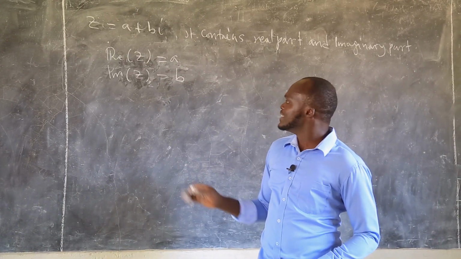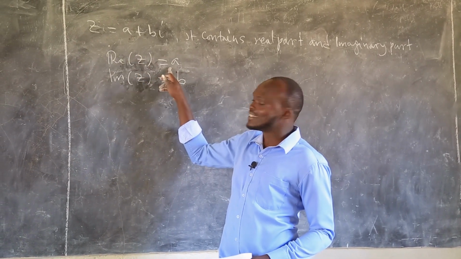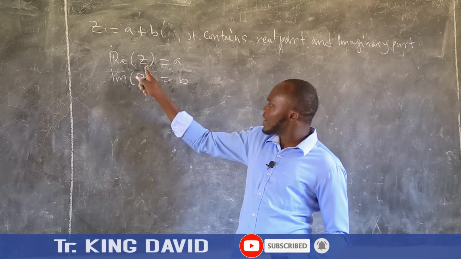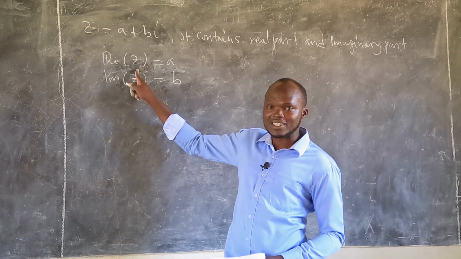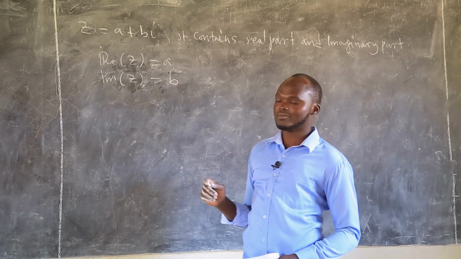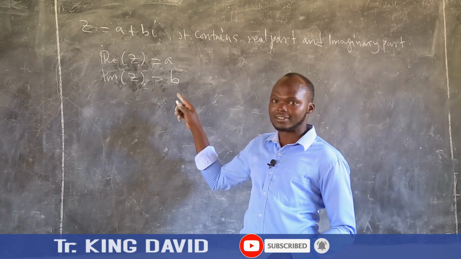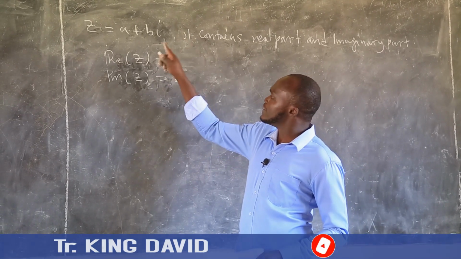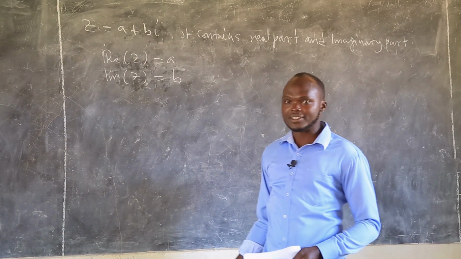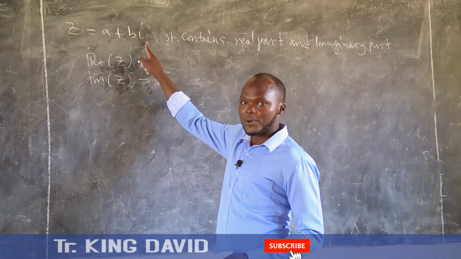So what does it mean? The real part of z, which is a, is the part that does not contain i. Let me repeat. A real part of a complex number is the part that does not contain i. The imaginary part of z is the part that contains i, which means that the imaginary part of z is the coefficient of i. I hope we are together here.